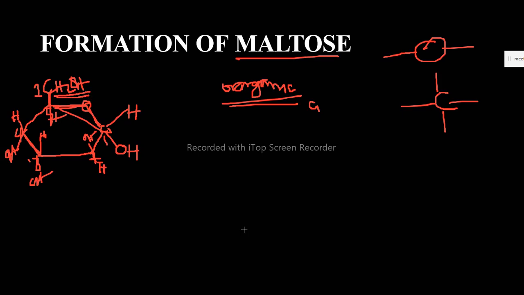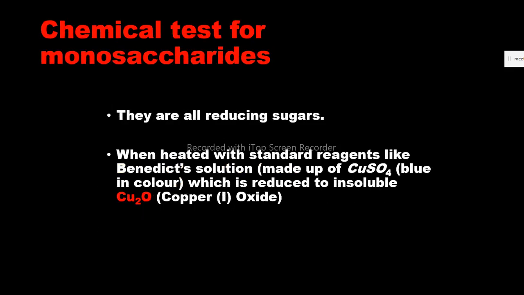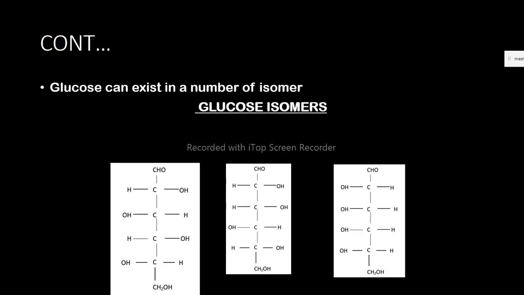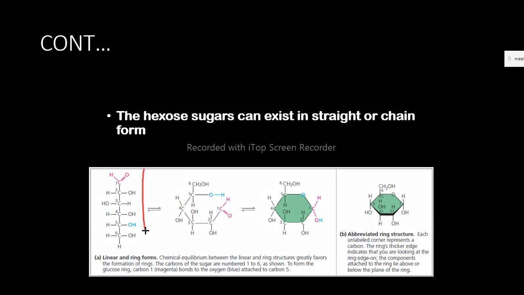Maybe let me take you back to the ring structure, to how the ringing comes about. Where? Not here. Yeah, here. This slide. You remember this slide in our previous lesson? Yes. So this is the straight chain. This is the glucose in straight chain, in linear form.